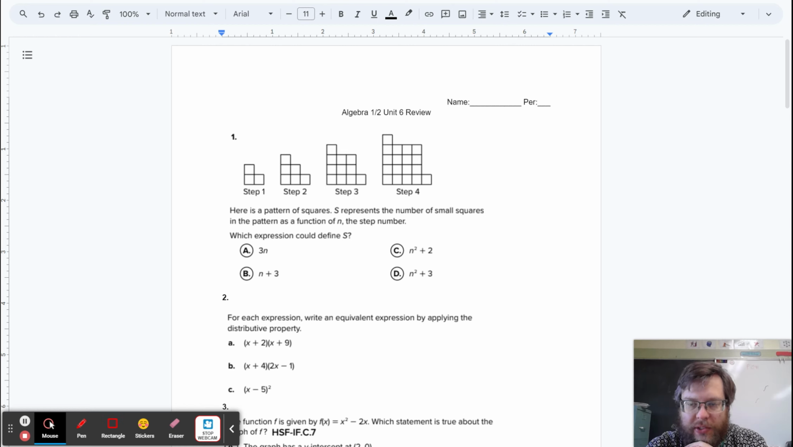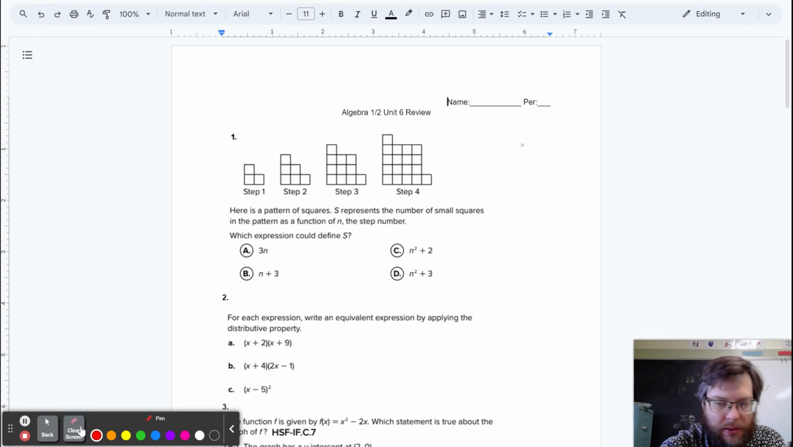All right, I'm going to go through this pretty quickly. Please let me know if there's any parts you want me to slow down and do in more detail. All right, so we've got a pattern of squares here.